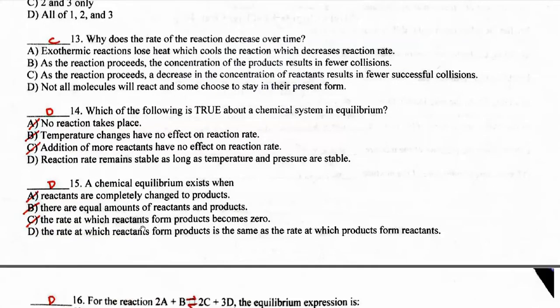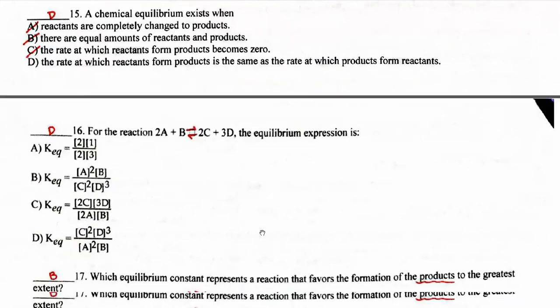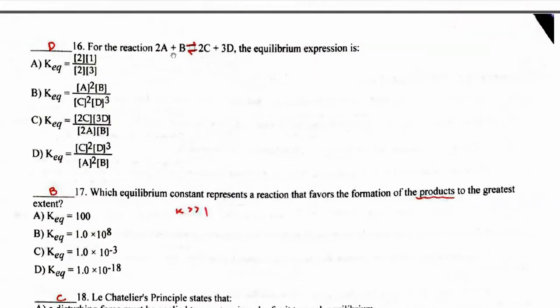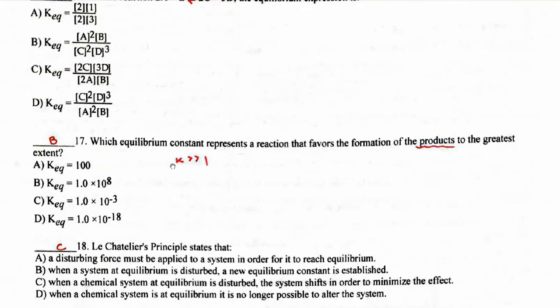15, a chemical equilibrium exists when the rate at which the reactants, this is the same definition, nothing new. Here, remember, it's products over reactants, so it's going to be C squared times D cubed all over A squared times B. So your answer is D. Make sure you're not adding or anything.